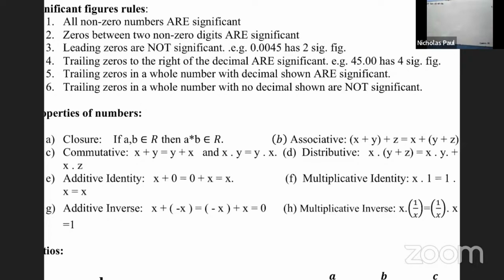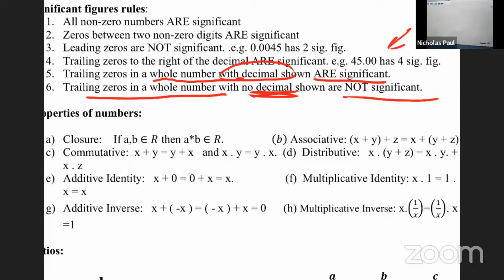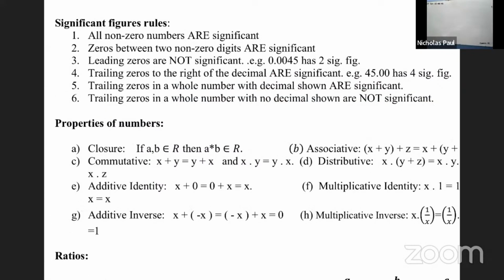Trailing zeros in a whole number with a decimal are significant. That's kind of like the same thing here. And trailing zeros with no decimal are not significant. So you have to say that decimal place is what will make them significant. But I want you to write these 2 rules here, 3 and 4.